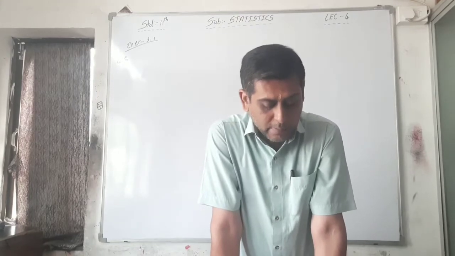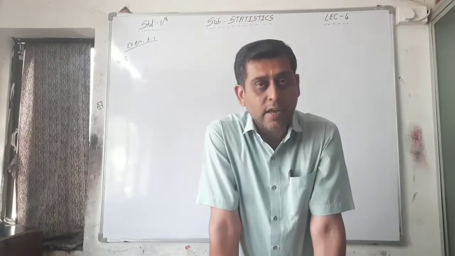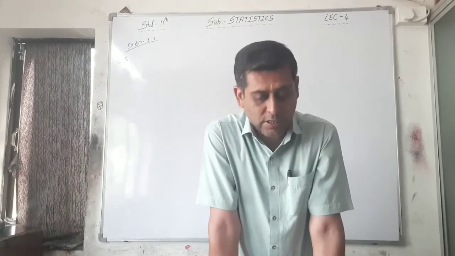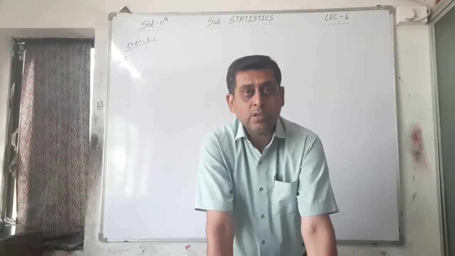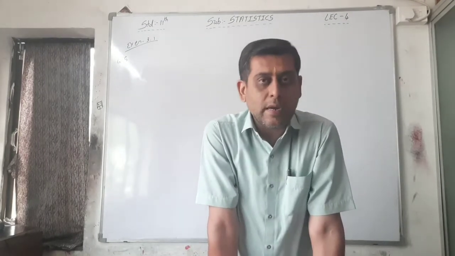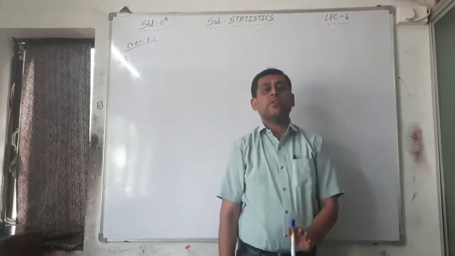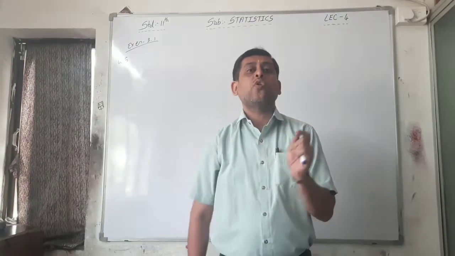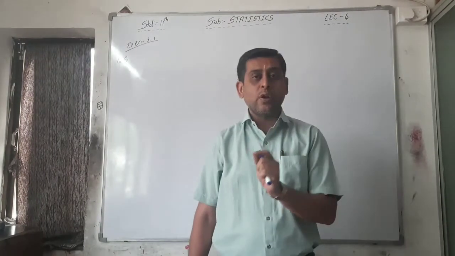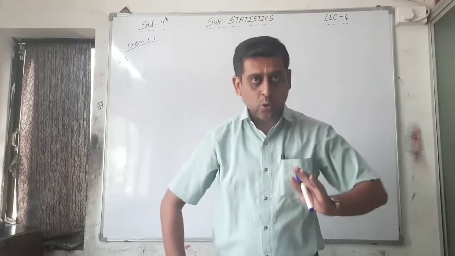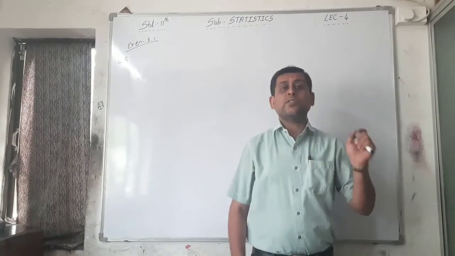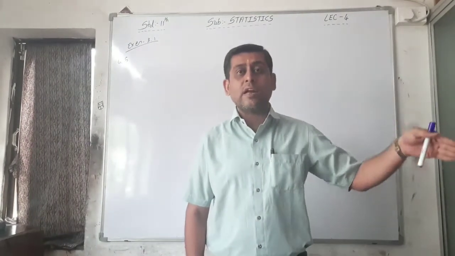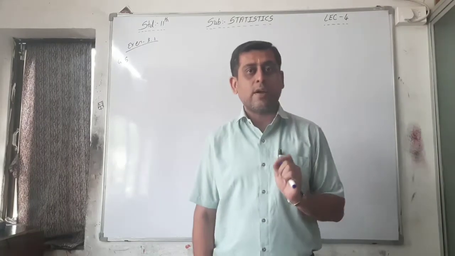Here, the talk time in minutes is less than 4, less than 8, less than 12, less than 16, and less than 20. See, in illustration number 8, the minimum weight is given, 410, and the question starts with below 420, then below 430, below 440, and so on. So the starting point of the first class, 410, is given in that example.